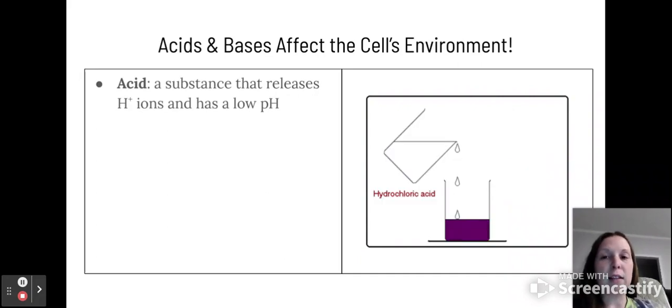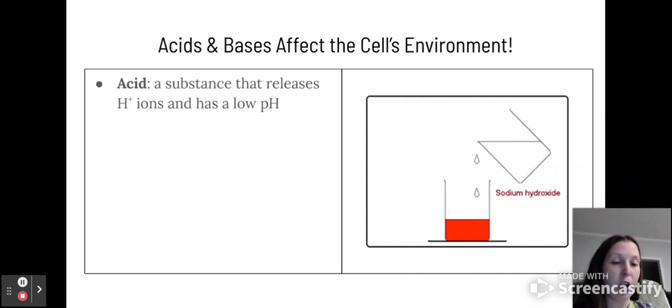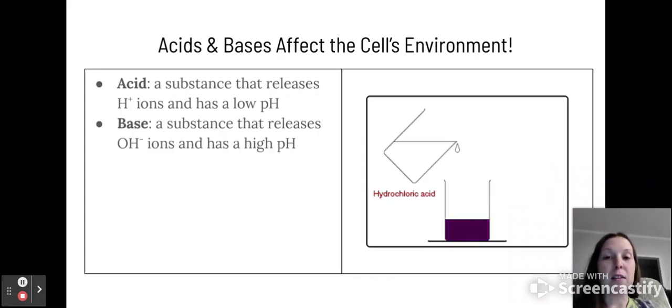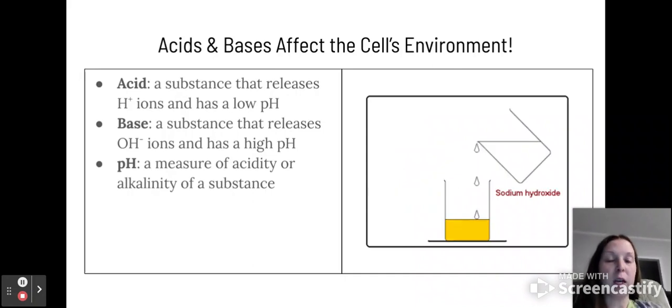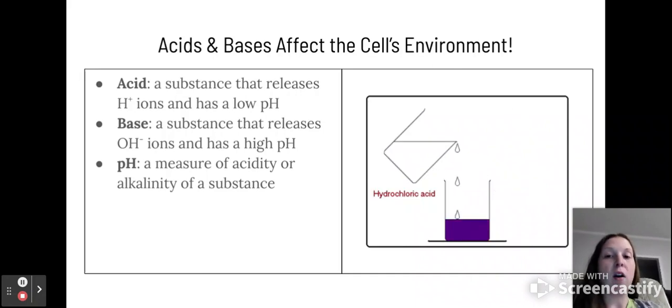So first, an acid is defined as a substance that releases H plus ions into solution and has a low pH. So when I say low pH, that means from 1 to 7, well, 1 to 6. Bases are substances that release OH minus ions and have a very high pH, so 8 to 14. pH itself is known as the potency of hydrogen, how much hydrogen's in solution, and it's a measure of acidity or alkalinity of a substance.